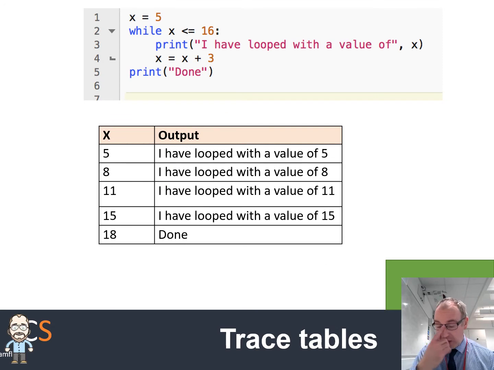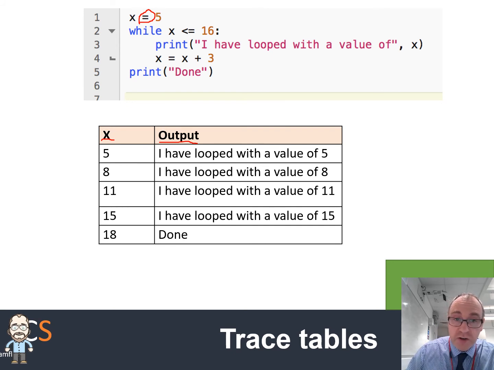The next thing you need to know is trace tables. Trace tables are how we read code and how we make a note of it. You might be asked in an exam to do a trace table, and it will normally have the variables inside the code and what the output needs to be. Whenever you see an assignment or an equal sign, that's when I'll write down a new number.